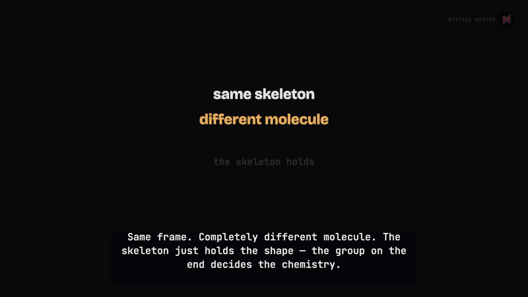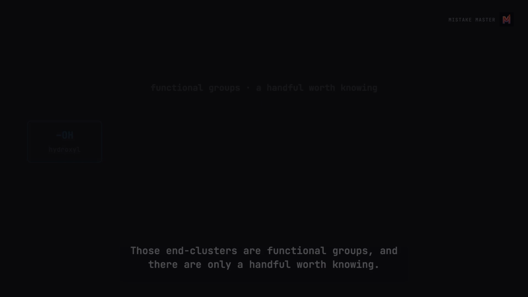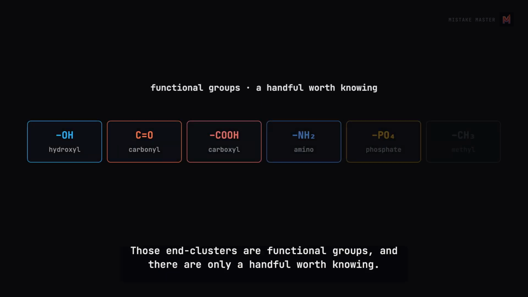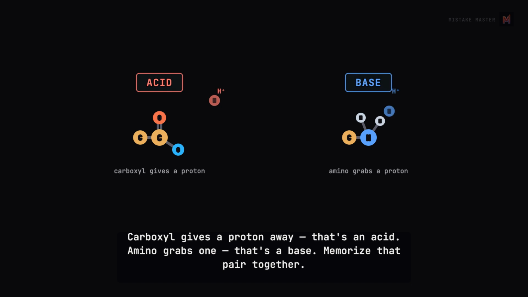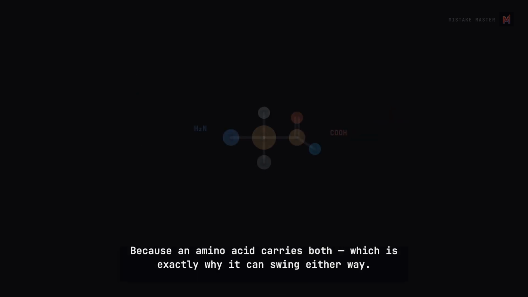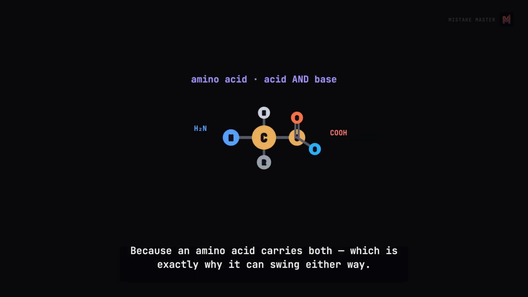The skeleton just holds the shape. The group on the end decides the chemistry. Those end clusters are functional groups, and there are only a handful worth knowing. Carboxyl gives a proton away. That's an acid. Amino grabs one. That's a base. Memorize that pair together. Because an amino acid carries both, which is exactly why it can swing either way.